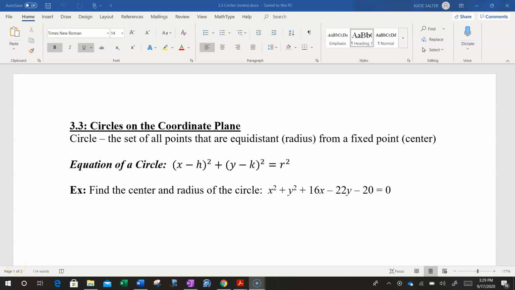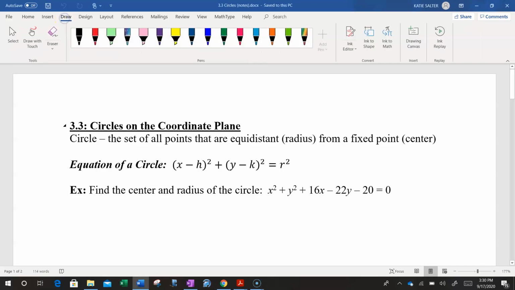So in this lesson, we are going to be working with circles on the coordinate plane. And obviously circles are not functions. We've been working with quadratic functions, but they are a quadratic type relation, and you'll see why in a minute. First of all, let's start by defining a circle.